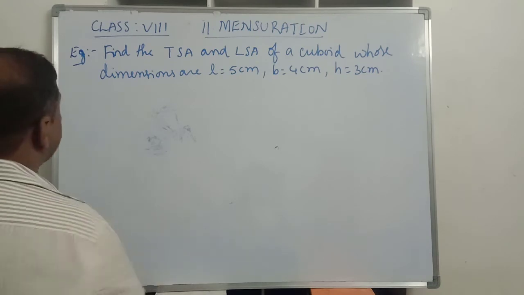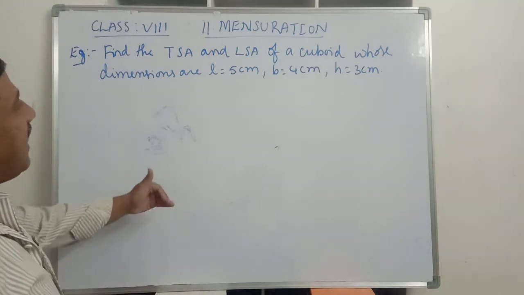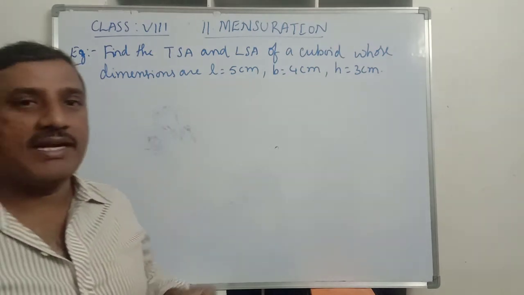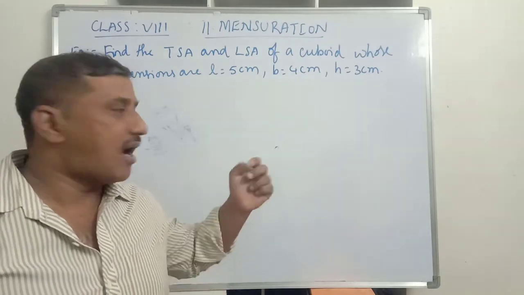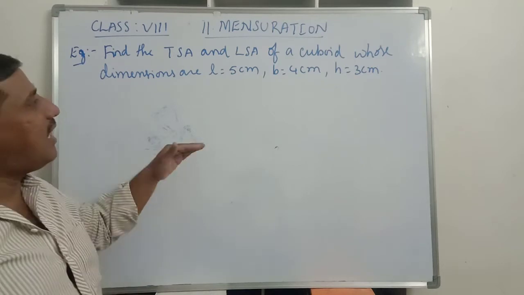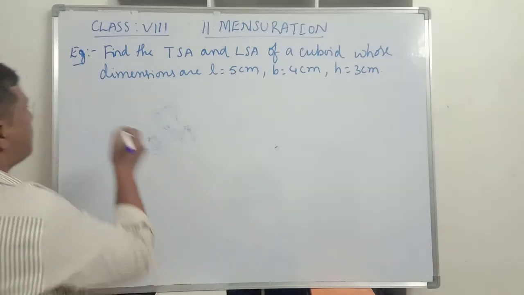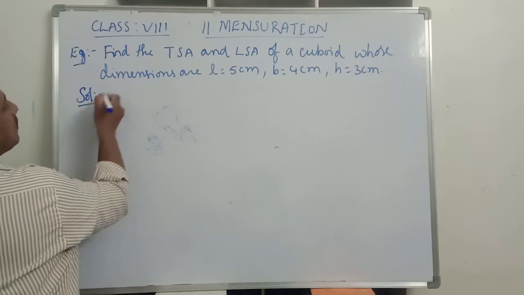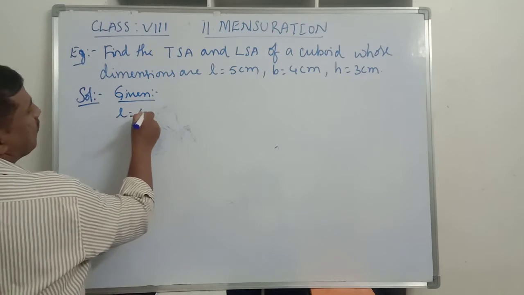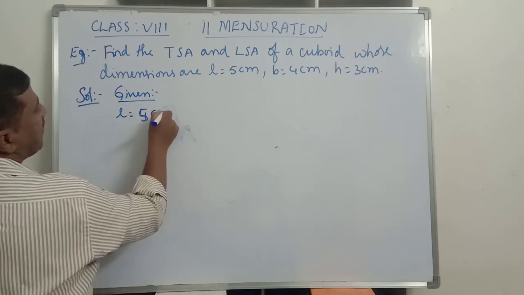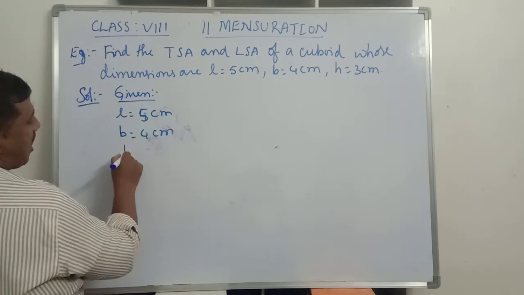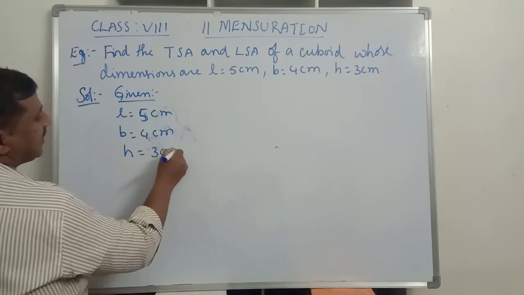Now we will discuss an example. Find the TSA and LSA of a cuboid whose dimensions are: length is 5 centimeters, breadth is 4 centimeters, and height is 3 centimeters. TSA means total surface area, LSA means lateral surface area. So first write the given measurements. Given: length L is equal to 5 centimeters, breadth B is equal to 4 centimeters, and height H is equal to 3 centimeters.